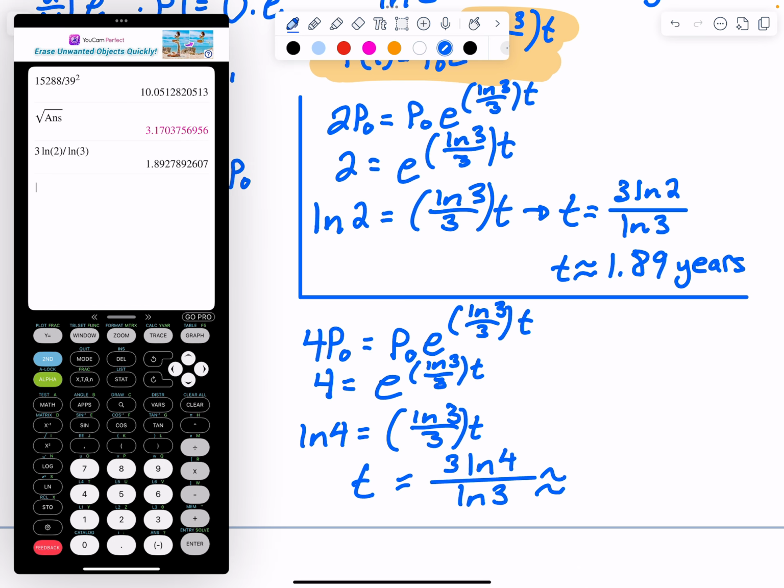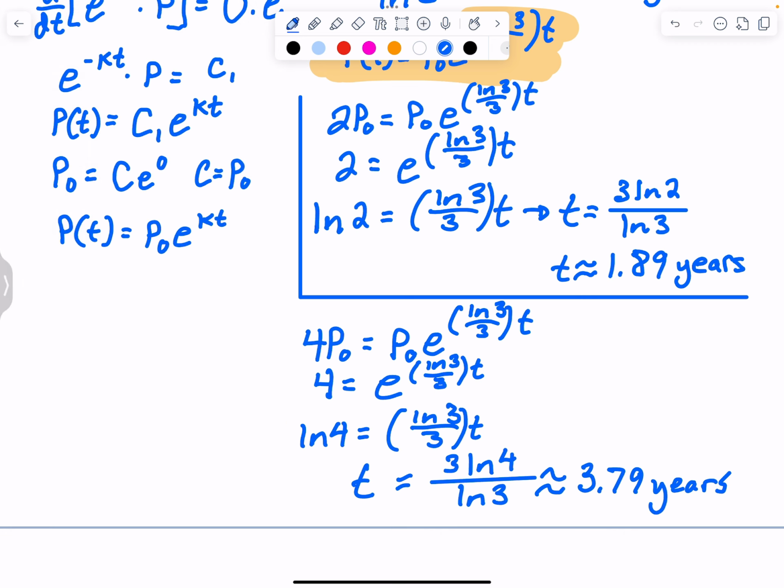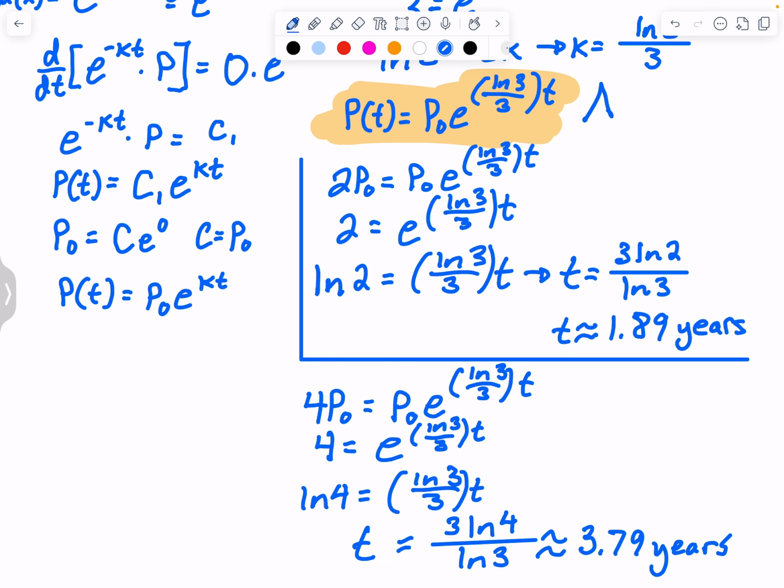So I'm going to copy and paste because I can just change the 2 on top to a 4. And I get 3.79 years. All right. So that's how this model works. You guys have, I think, hopefully seen this at some point.